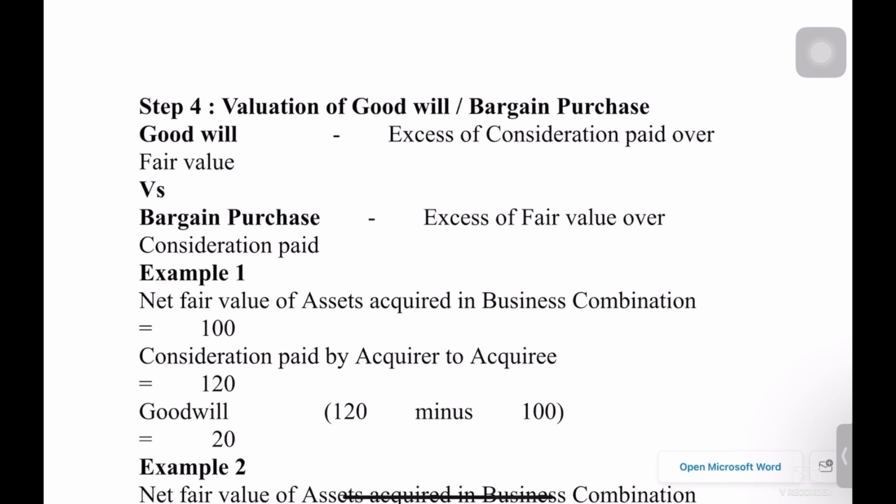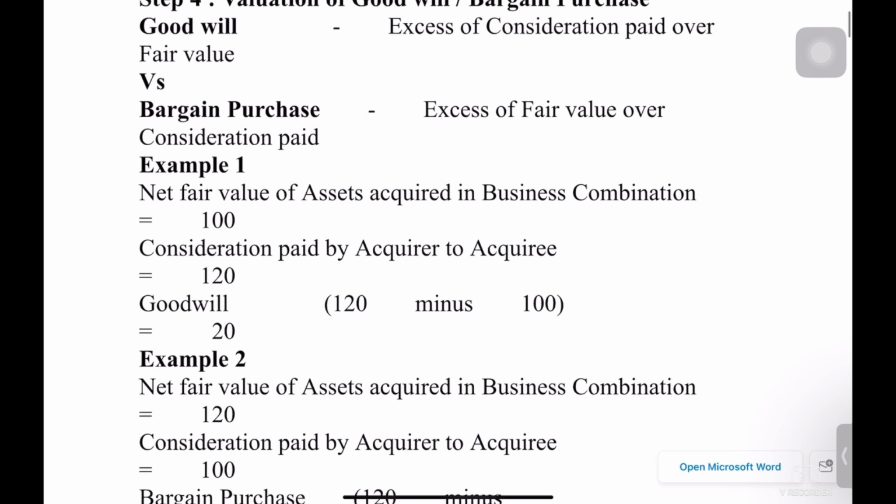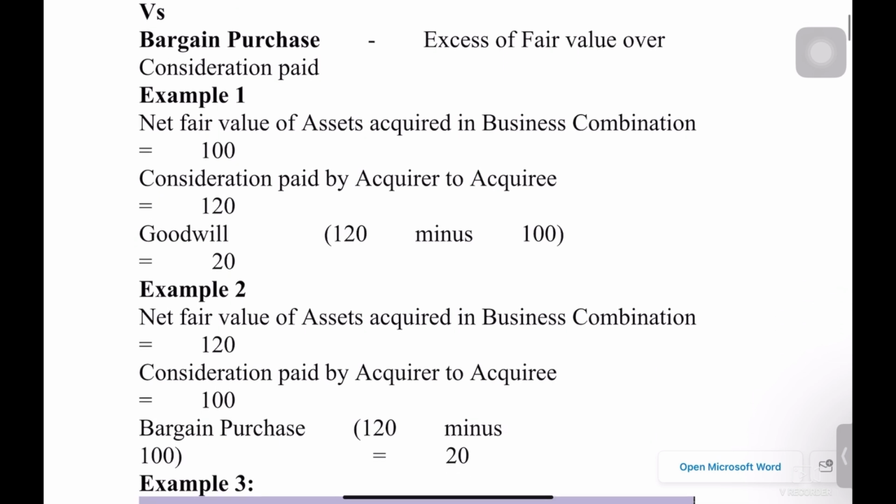And the next thing is bargain purchase, which is quite the opposite of goodwill. So here there will be an excess of fair value over the consideration paid. So here you will have to be a bit more careful about when there will be a situation of goodwill and when there will be a situation of bargain purchase. I'll try to give a few examples in this chapter so that it will be more clear to you.